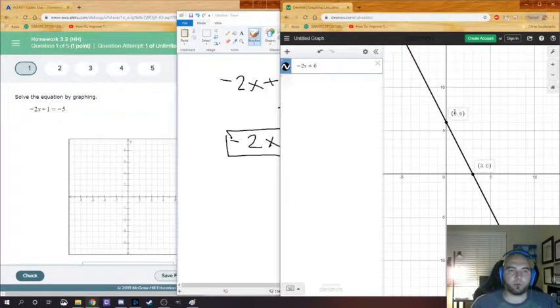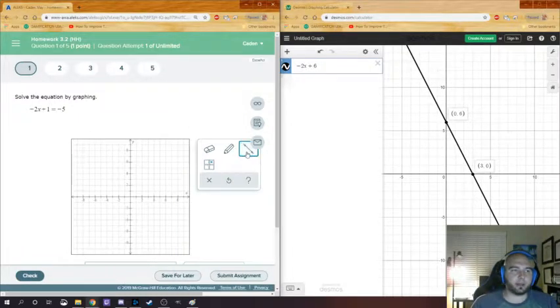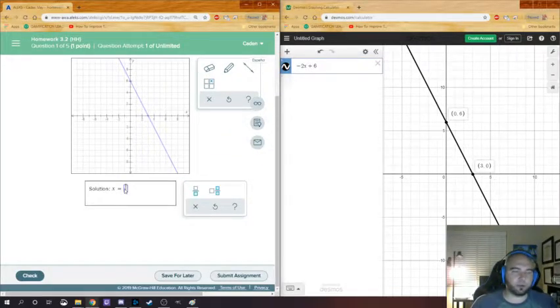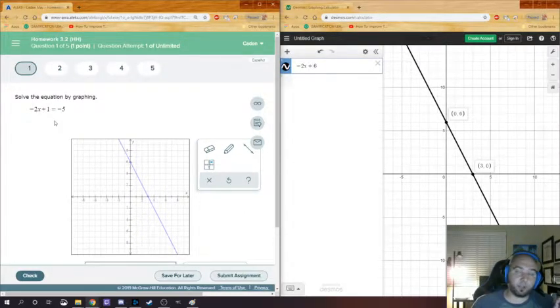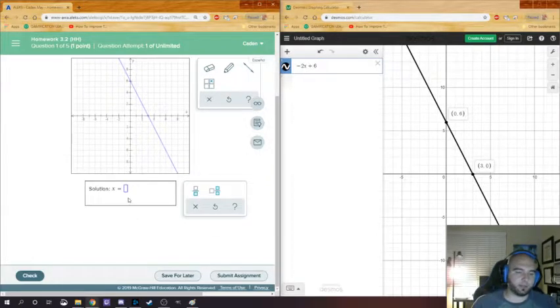We're gonna put the y-intercept, the x-intercept, and then connect them. So the y-intercept was 6, x-intercept was 3, connected. See? We graphed it. And then it says, what's the solution? Now make sure you are aware of this. The solution to a linear equation that you have graphed is always the x-intercept. So right here where it crossed at 3, that was the answer.